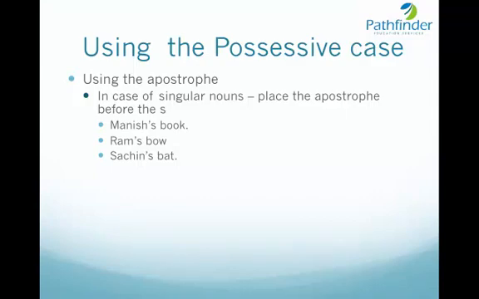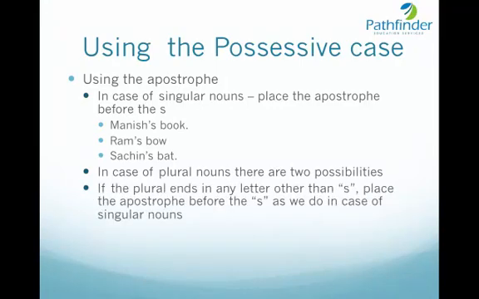Sachin's bat, again the same thing. In case of plural nouns, there are two possibilities. Number one, the plural ends in any letter other than s. And if this happens, that the plural ends in any letter other than s, place the apostrophe before the s, as we do in case of singular nouns. So very simple. Children's playground.